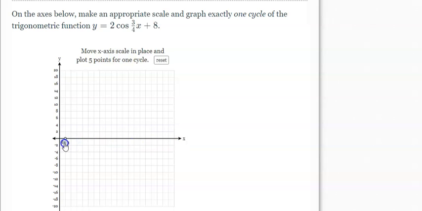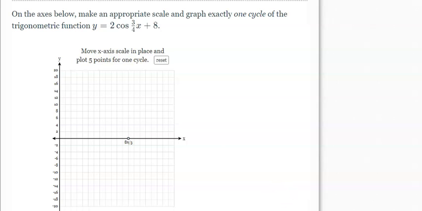And you know what? I'm going to do 3 over every time for each of my intervals. So I'm going 1, 2, 3. So that's my first critical key point there. 1, 2, 3 is my second critical key point. 1, 2, 3 is my third critical key point. 1, 2, 3. So that's where it's going to end.